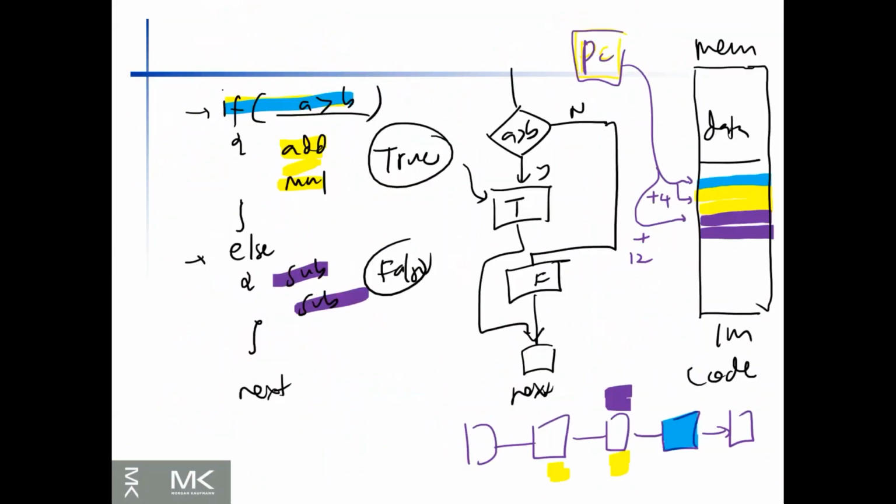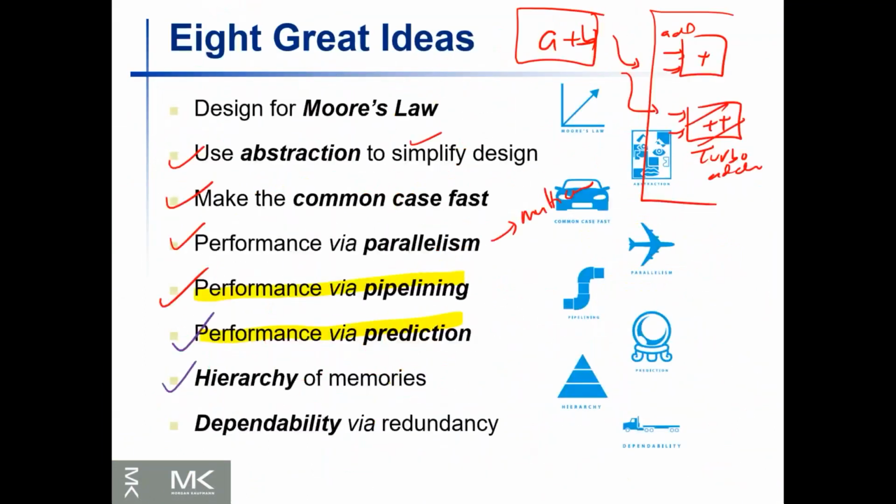Another great idea is having hierarchy. Hierarchy means a big memory, then a smaller but faster cache, then an even smaller and even faster cache, on top of the memory. That's what we call a hierarchy of memory.